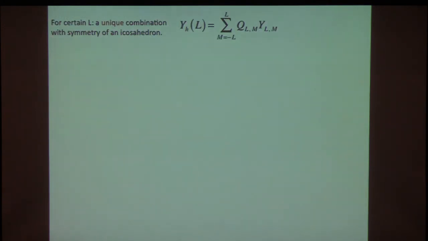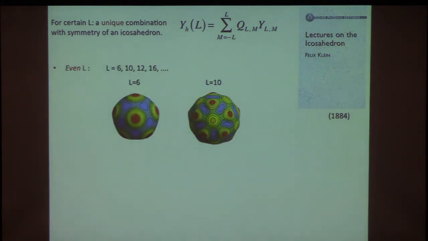Okay. So that's simple, and it turns out that for a given L, you can find a unique combination which has the symmetry of an icosahedron. So the QLM are not just random quantities. This concept was introduced by Felix Klein in 1884 in a beautiful mathematical study of higher order polynomials. There he introduced this idea that there are these combinations of spherical harmonics which have the symmetry of an icosahedron. And it's only true for certain L.